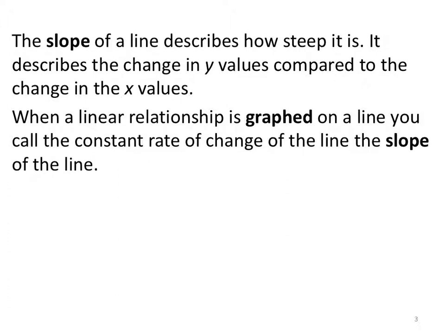The slope of a line describes how steep it is. It describes the change in y values compared to the change in the x values. When a linear relationship is graphed on a line, you call the constant rate of change of the line the slope of the line. Slope generally has to do more with graphs and really with equations as well. And we've seen, hopefully, from last time what that relationship is, kind of. Slope is generally represented by fractions, which we will talk about here in just a moment.